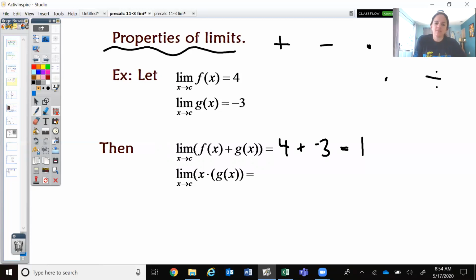And the limit as x approaches c of x times g of x, well, as x approaches c, x would approach c, right? I just said that. And then as x approaches c, g of x equals -3. And so this would be -3c is what that one would approach. And so you can mess around with all those properties of limits. And I know that that was very quick, but I think that will suffice for what you need.